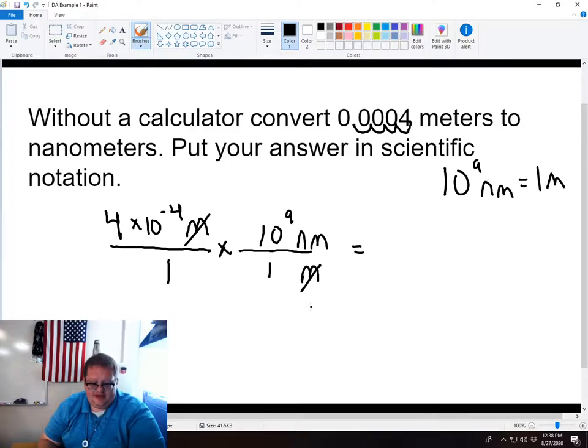That's it. Nothing else. But that's fine. The meters are gone, so now I'm just going to multiply across the top. And this is the dimensional analysis part. I'm treating these units like numbers.